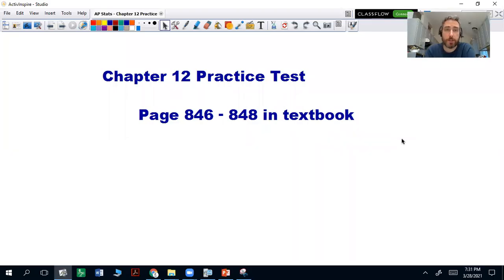We are about to go over the Chapter 12 practice test in Sapling. I've copied these onto my whiteboard. You can also find these questions on pages 846 through 848 in your textbook if you'd prefer to go through them that way.